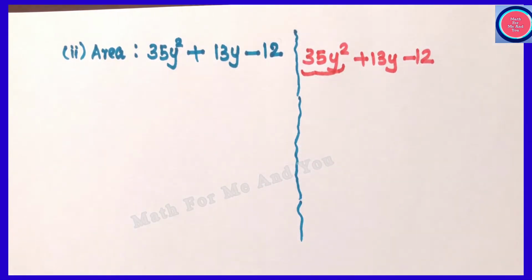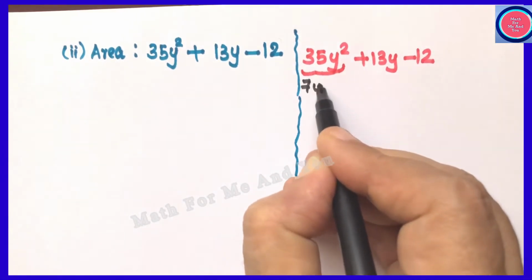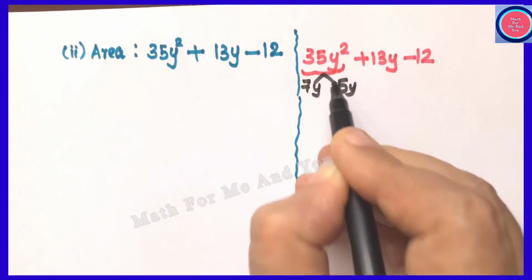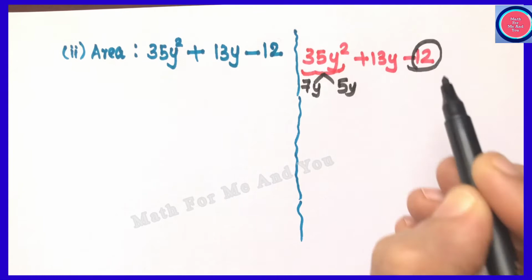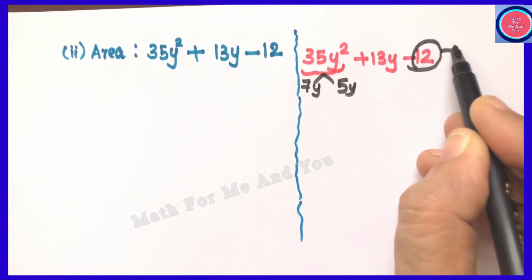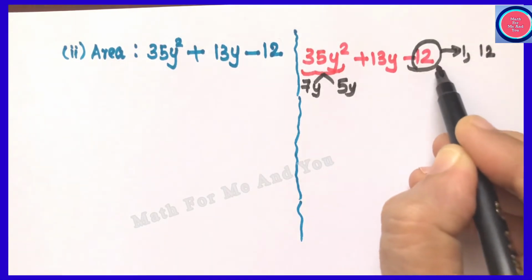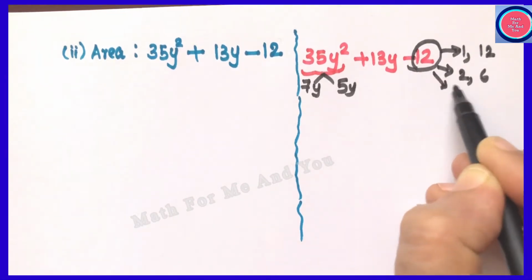What are the factors of 35? 35, the factors are 7 and 5. So 35y square, the factors are 7y and 5y. Next we are going to write the factors of 12. The factors of 12 are 1 and 12, because 1 times 12 is 12. Then 2 and 6, and then 3 and 4.